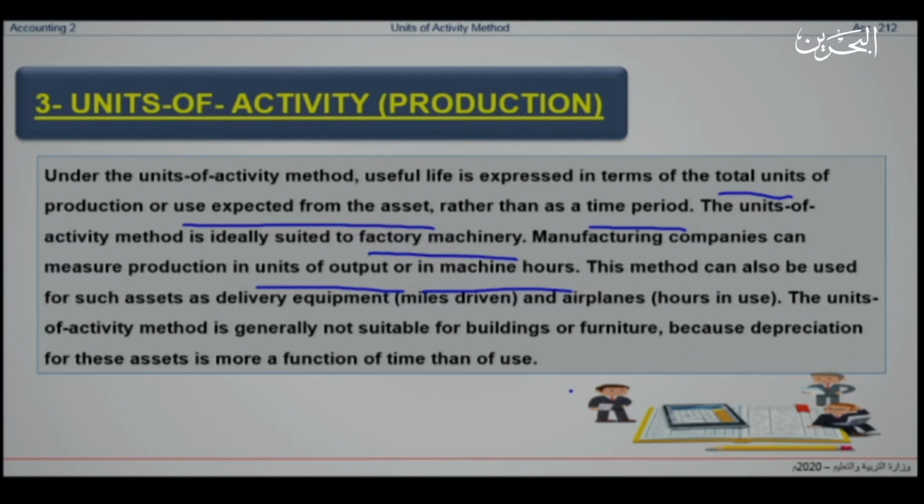This method can also be used for such assets as delivery equipment, mills driven, or airplanes, the hours in use. The unit of activity method is generally not suitable for buildings or furniture. Why? Because the depreciation for these assets is more a function of time than of use.